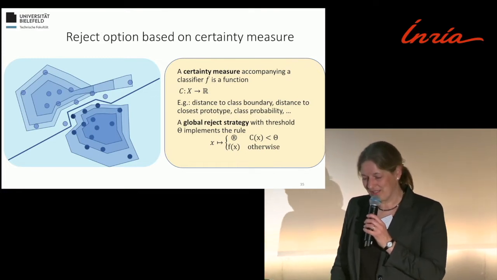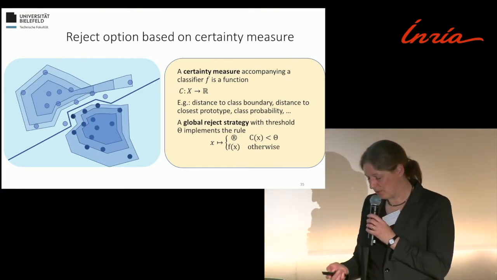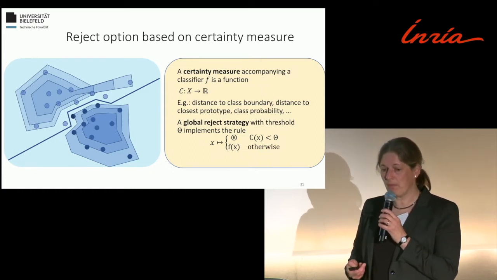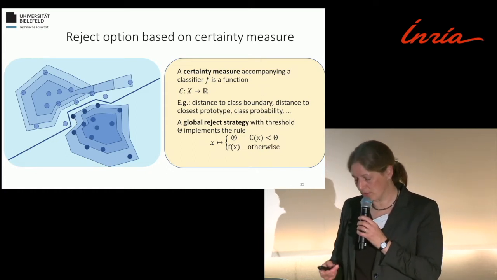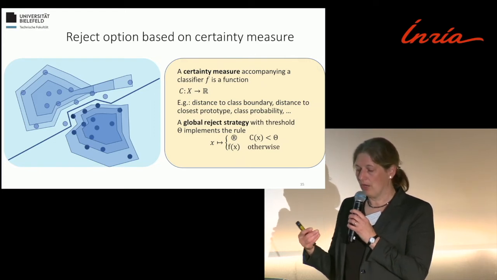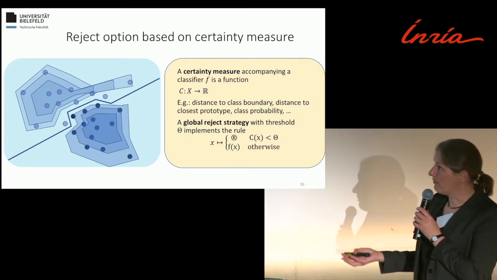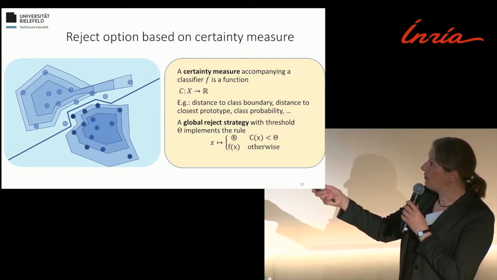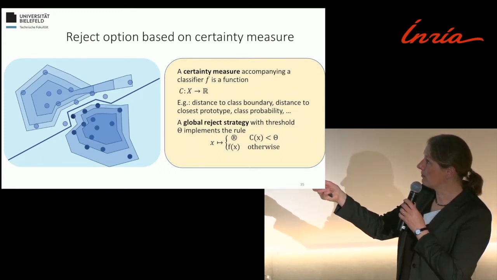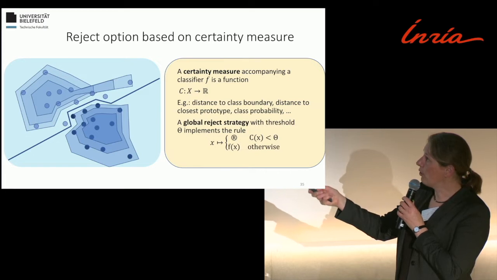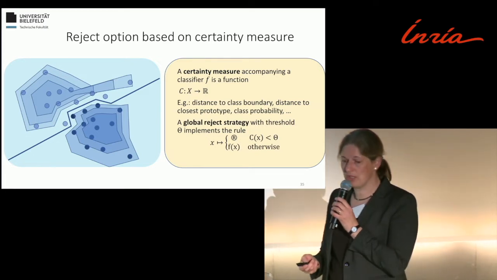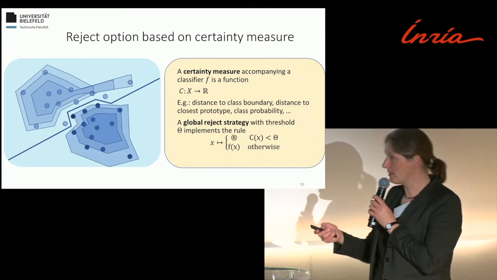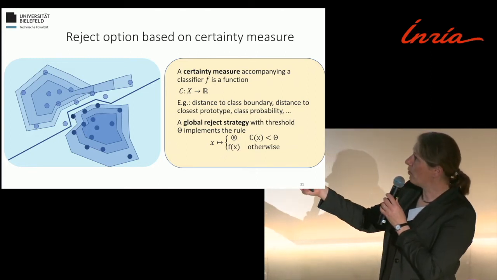There do exist classical schemes to deal with reject options. Most are based on certainty measures. For example, if you have the likelihood or a confidence value or something like that, then you often have, in addition to your classification prescription, a confidence measure, which is a real number. And often you go for what would be called a reject strategy, which is threshold-based, where you just say, I reject whenever my confidence is lower than the threshold, and otherwise I classify.